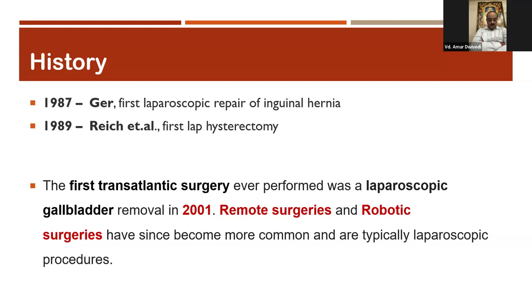And the first transatlantic surgery: surgeons are not limited to only laparoscopic surgery, but there is also robotic surgery, which is also a form of laparoscopic surgery. With the help of modern technology and tools, the transatlantic surgery was first performed in 2008. This is also called remote surgery or robotic surgery, and it has since become more common and more rapid than laparoscopic procedures.